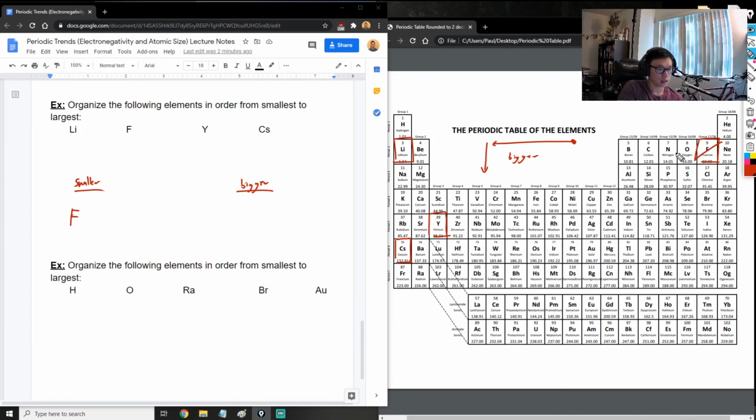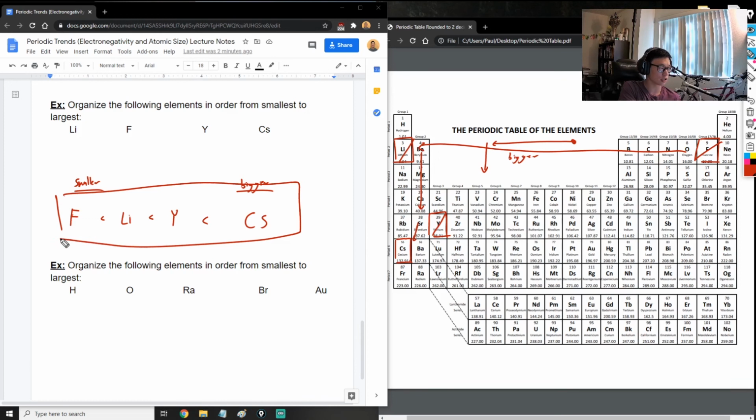And as we go to the left, you'll see that we have lithium. So lithium is going to be the next one. And then as we go down, we're going to hit yttrium. And then the biggest one in this group is the one at the very bottom left, and that's going to be cesium. All right, there you go. So that's atomic size. All you need to do is follow the pattern.